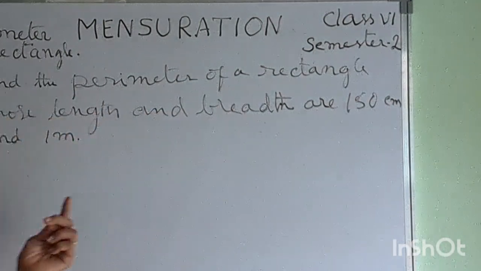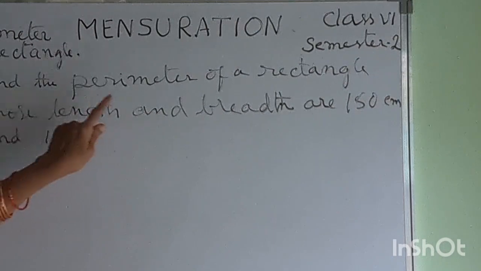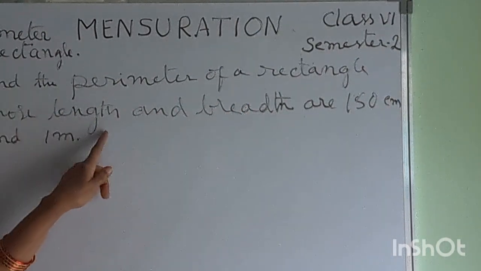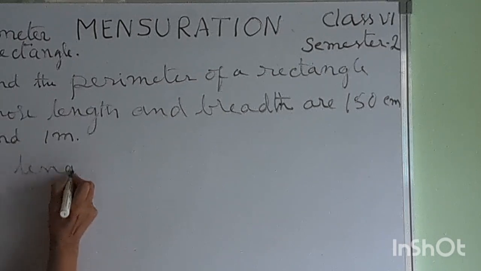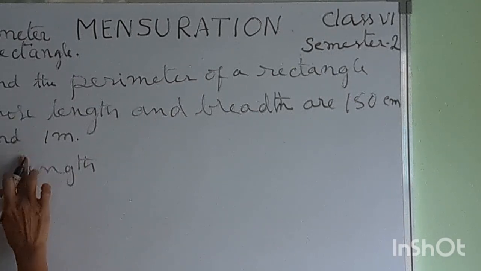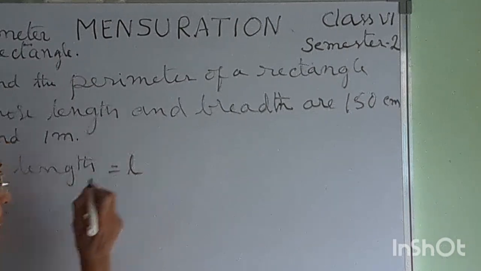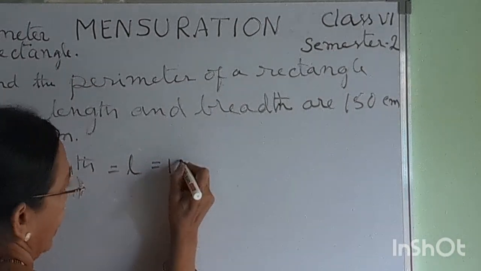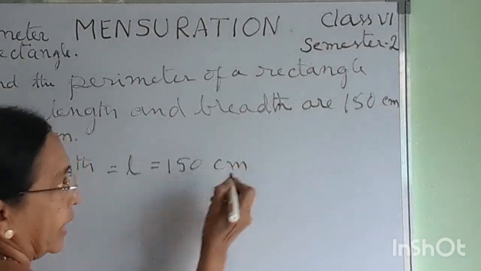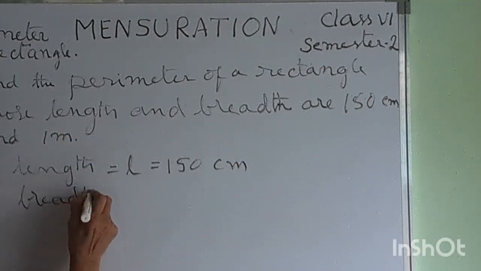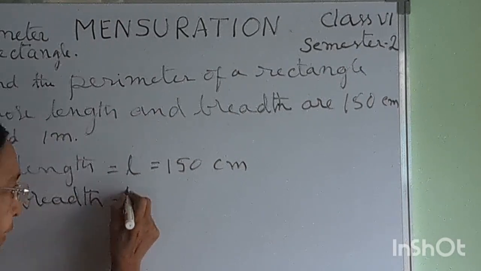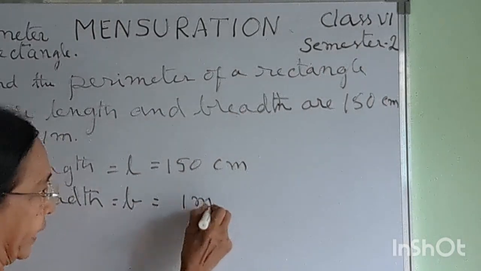So coming to this problem, find the perimeter of a rectangle whose length and breadth are 150 centimeters and 1 meter. So first we have to write the steps. Length of the rectangle, it is denoted by L. L is given as 150 centimeters. Next, breadth of the rectangle B is equal to 1 meter.